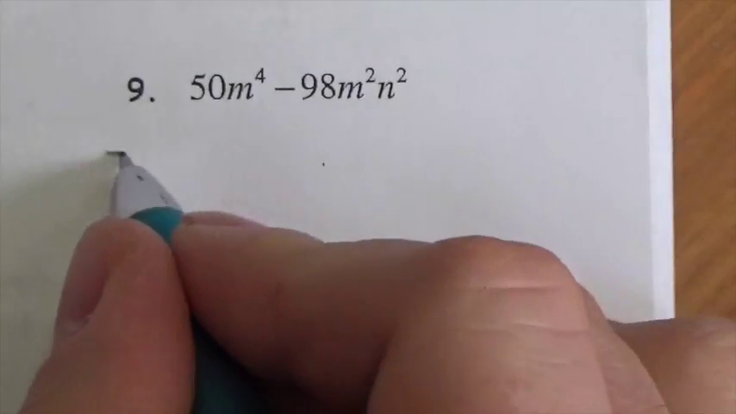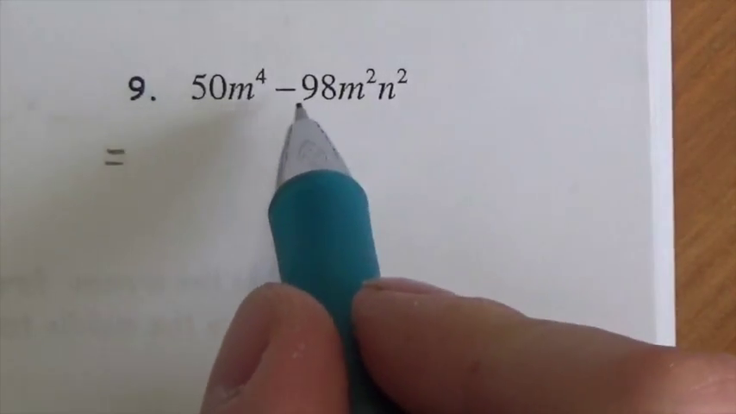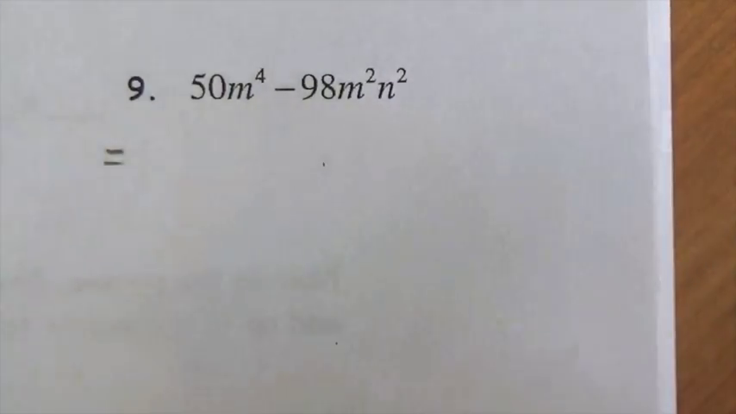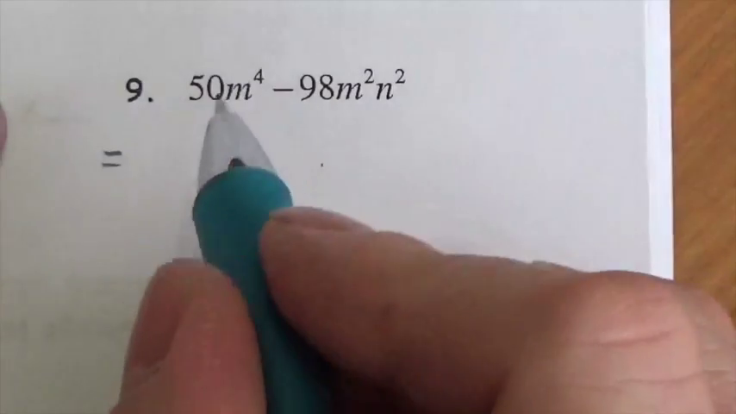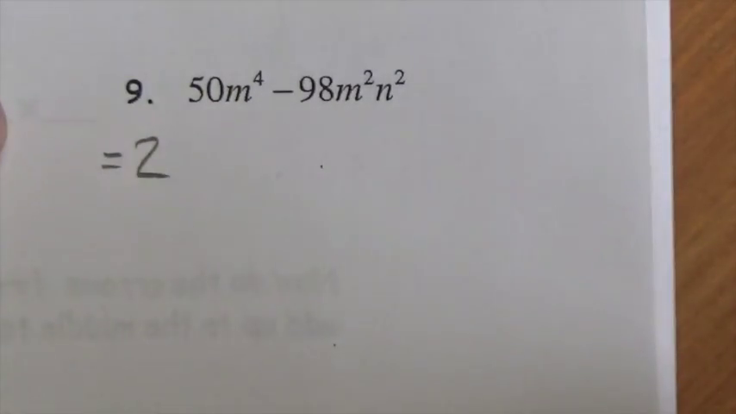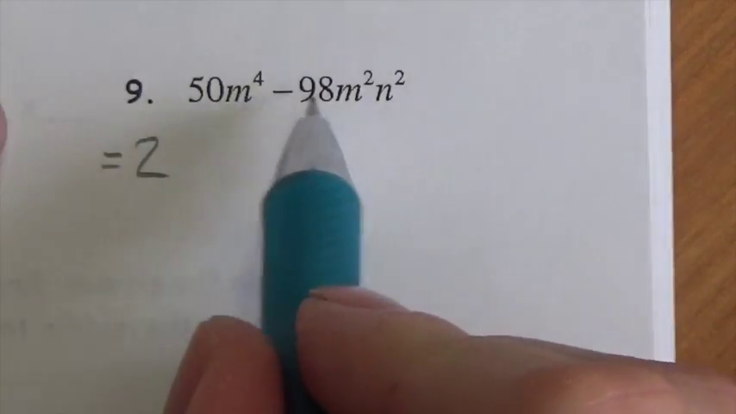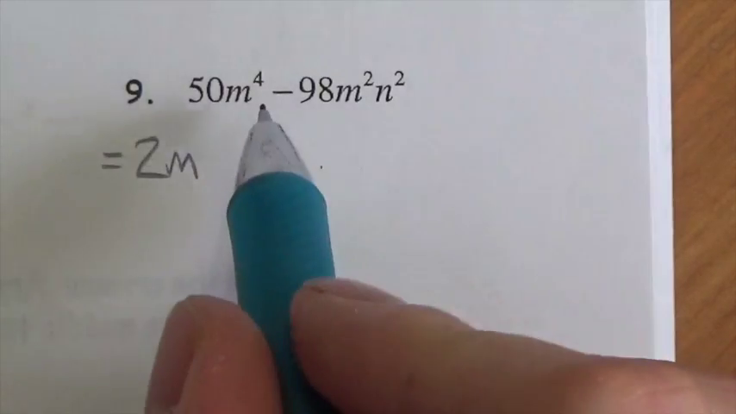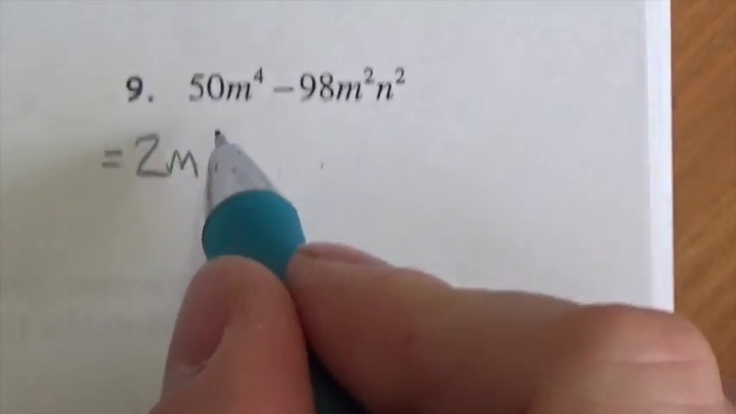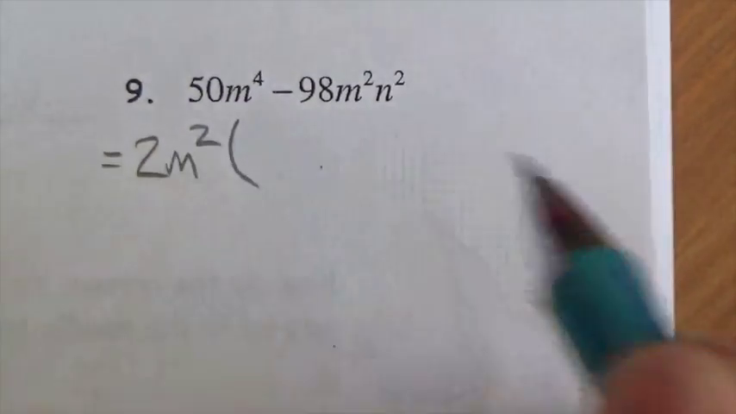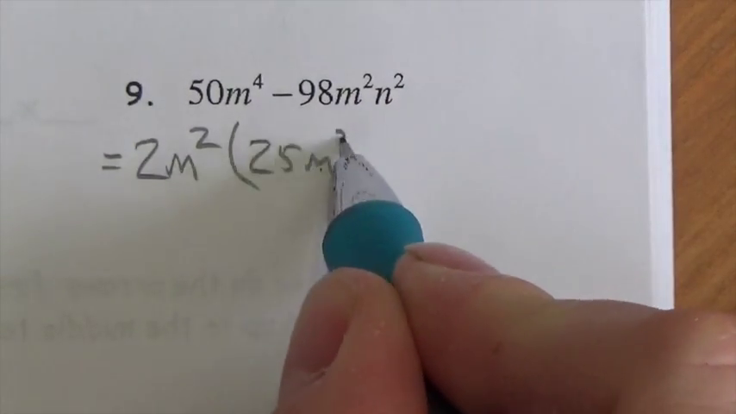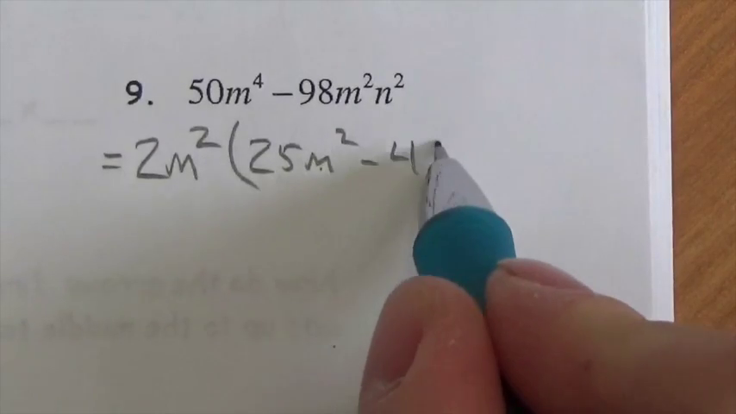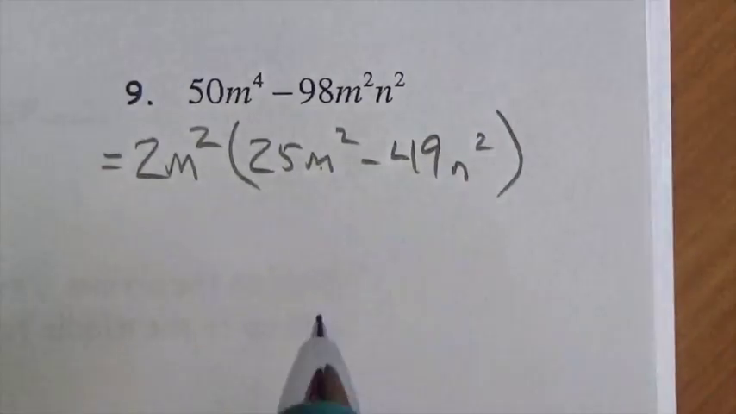Number 9. Okay, we've got 50m to the 4th minus 98m squared n squared. Okay, a lot going on there. Look at the coefficients here, in terms of what's common, really it's just a 2. But I do have m in both terms. It's to the 4th here and squared here, so I take out the smallest exponent, that'll be squared. And this leaves me with 25m squared in the first term, minus 49n squared.